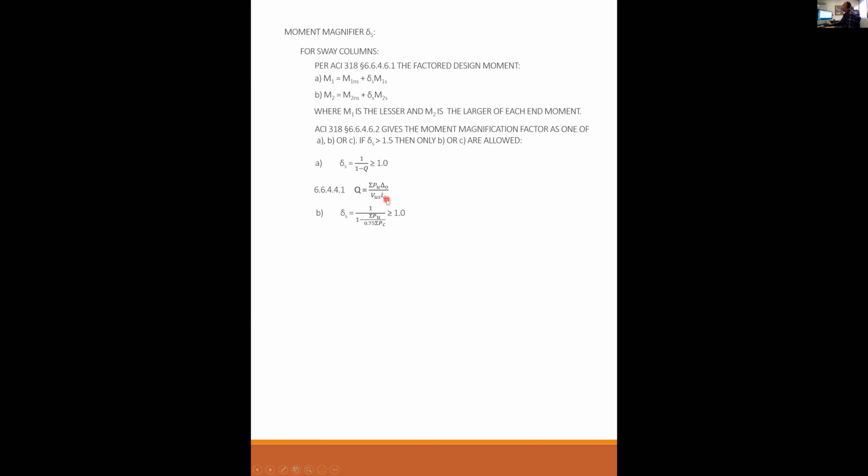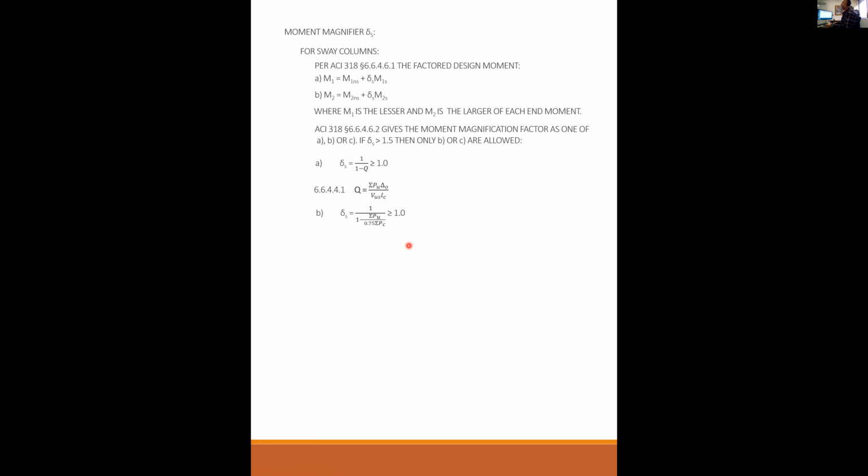Or B, delta S, and this is like the same as the braced condition. Delta S is equal to 1 over 1 minus sigma PU over 0.75 times sigma PC. So it looks a lot like the Euler buckling load equation. But for sway columns, it's the sum of all the axial loads divided by the sum of all of the Euler critical buckling loads for that story.